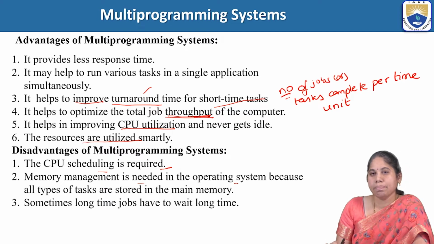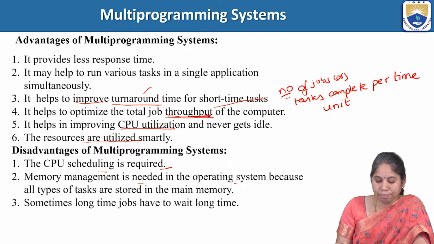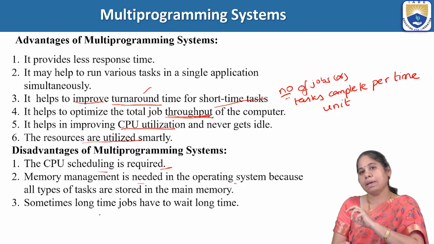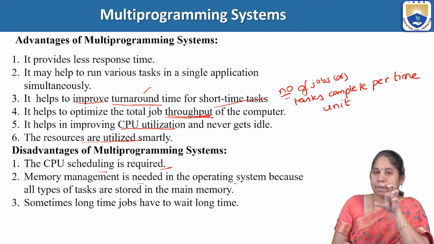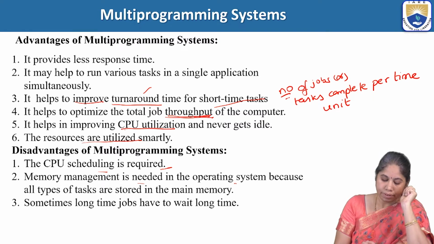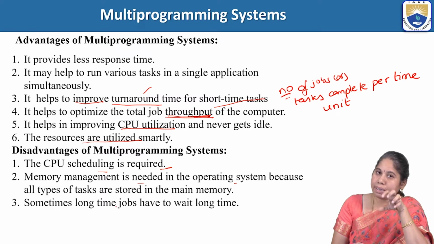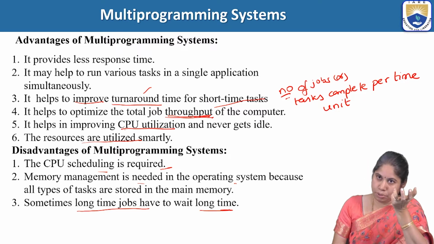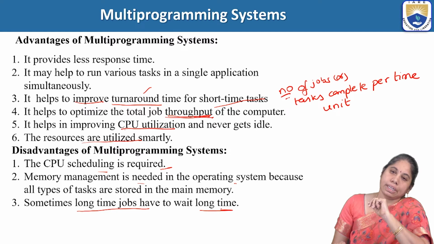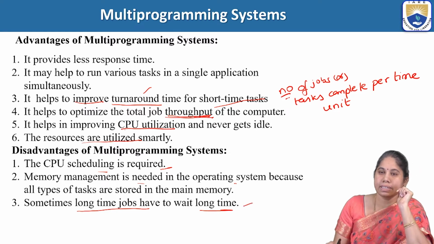In the operating system, all types of tasks are stored in the main memory. Based on whatever scheduling algorithm you have chosen in your CPU, the number of jobs will be picked from memory. In that process, long-time jobs may have to wait a long time to get an opportunity to execute inside the CPU.